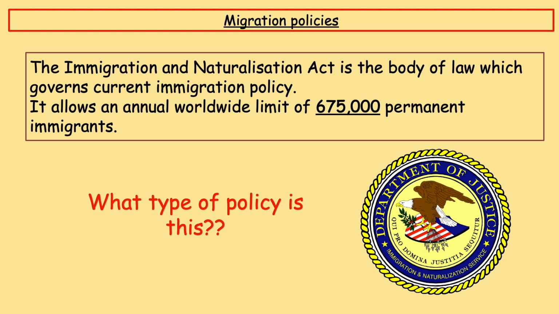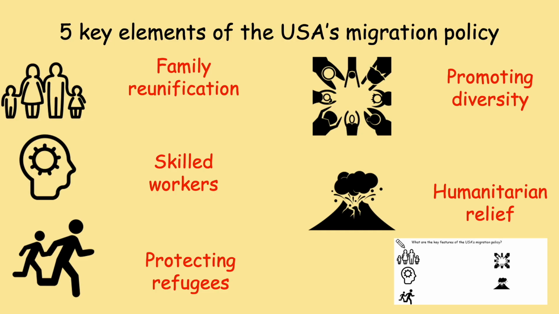If it's 675,000 immigrants a year, what type of policy is that? So that type of policy is a quota system. Okay, you've got as many as 675,000 permanent immigrants, and so you've got a number that you are allowing into your country every year. So very different to some of the other systems that we were looking at in that government policy lesson, which was mainly based around skills tests.